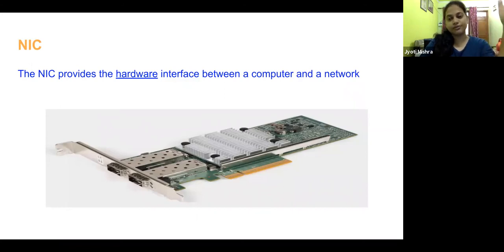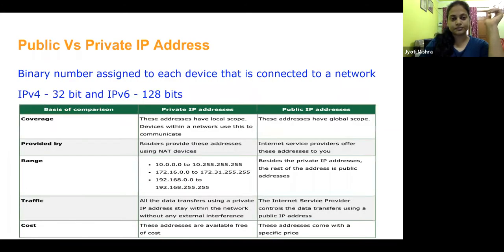You can have multiple phone numbers. Okay, and what is that phone number? That's your IP address. So when we talk about IP addresses, we have two kinds of IP address: one is public and another one is private.